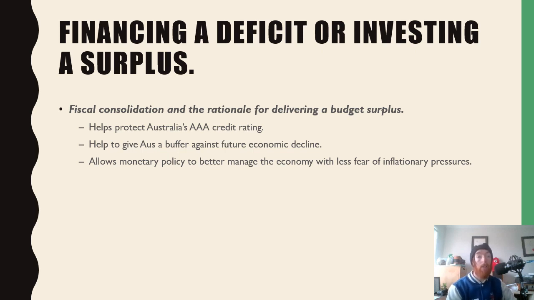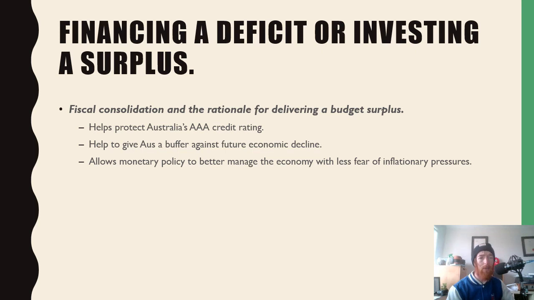Some of the reasons for it is that it helps protect Australia's AAA credit rating. Basically, by having a AAA credit rating, it means when we borrow money from overseas, we don't get charged as much interest, which is obviously ideal. If that goes down, we're going to start having to pay higher rates of interest, which means that it will take us even longer to pay back our foreign debt of over $1 trillion, which is not a good thing. So we want to protect that AAA credit rating, which is potentially going to go down in the future, depending on how the world goes.